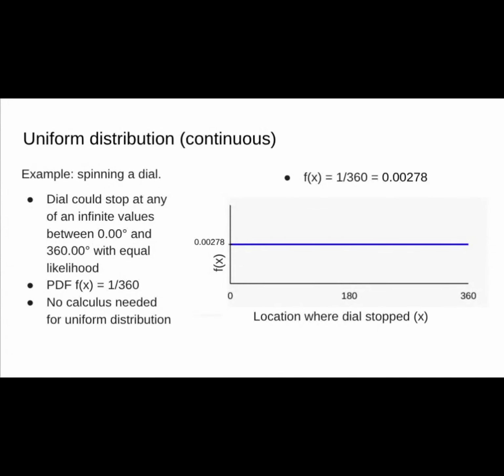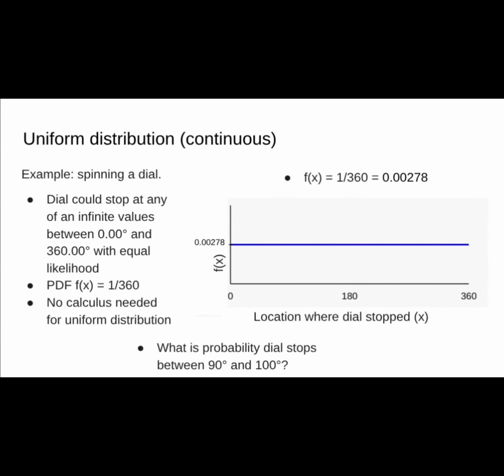As we mentioned earlier, for the discrete case of rolling a die, this type of distribution, where all outcomes have the same probability, is called a uniform distribution. What's special about uniform distributions for the continuous case is that you don't need calculus to calculate any area. You just multiply the width times the height.